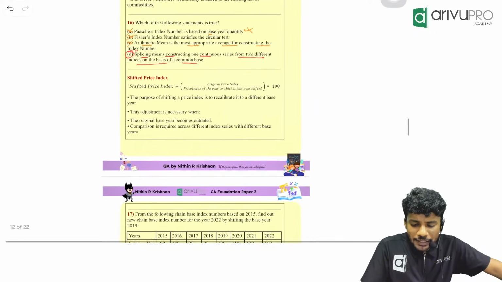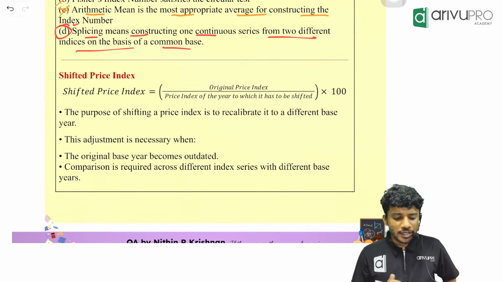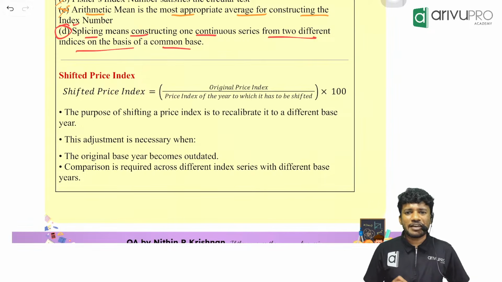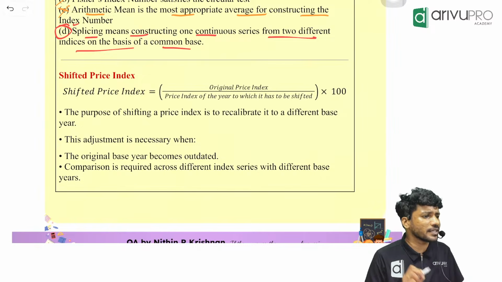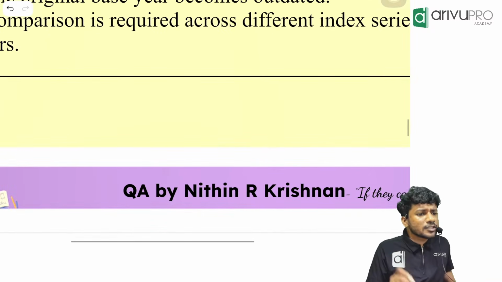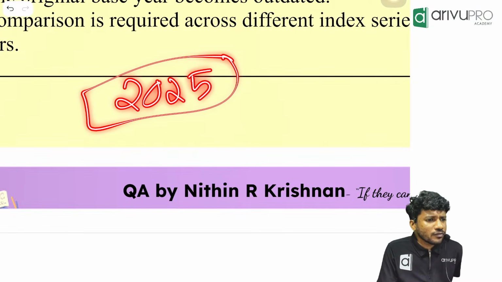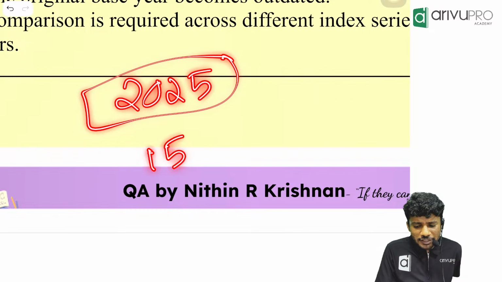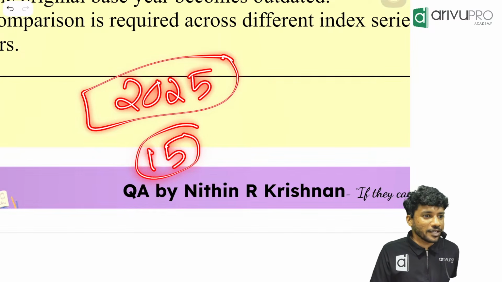The next topic is called shifted price index. Shifted price index means whenever we want to shift one index to a multiple base year or a different base year. For example, current year is 2025. 2025 will have some index. For example, 15 is my index. Then current base year is around like 1947.